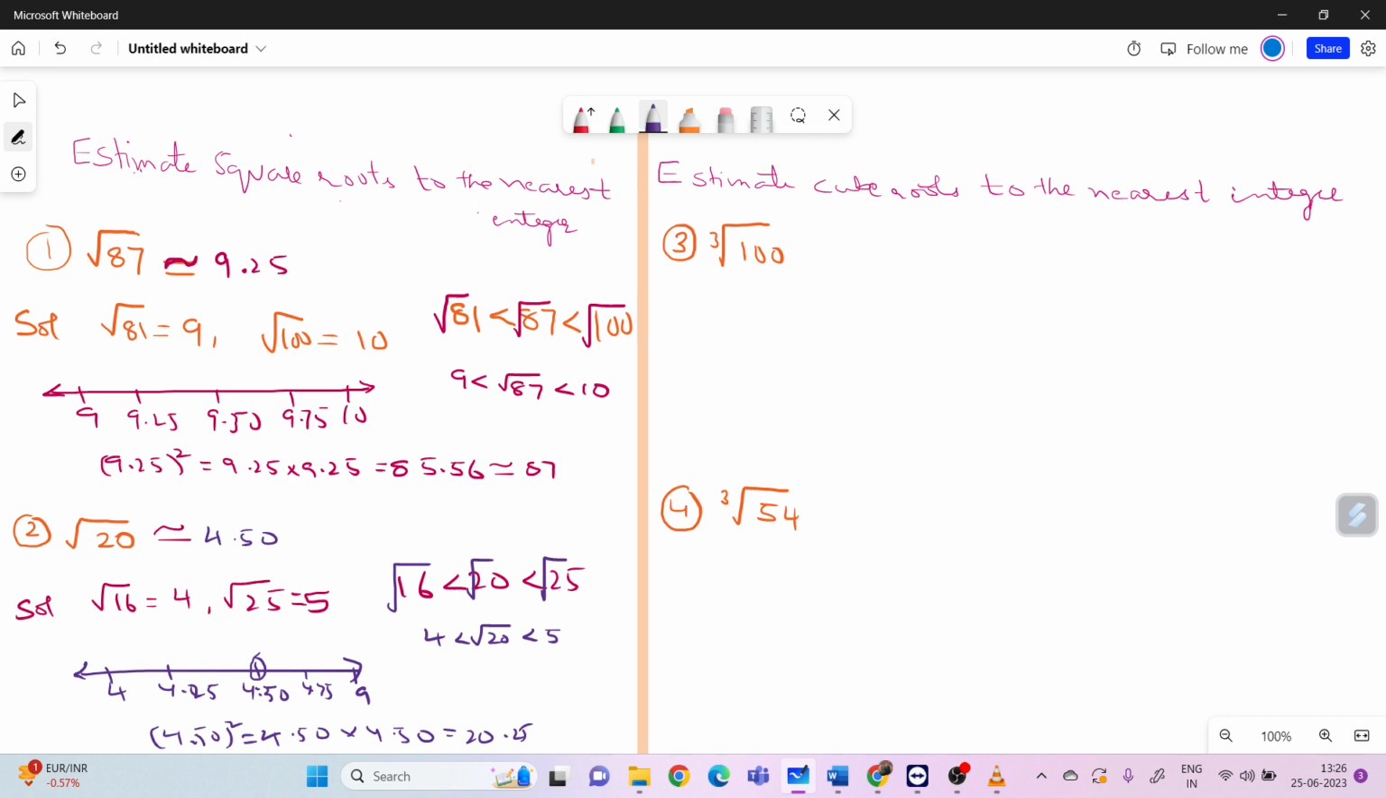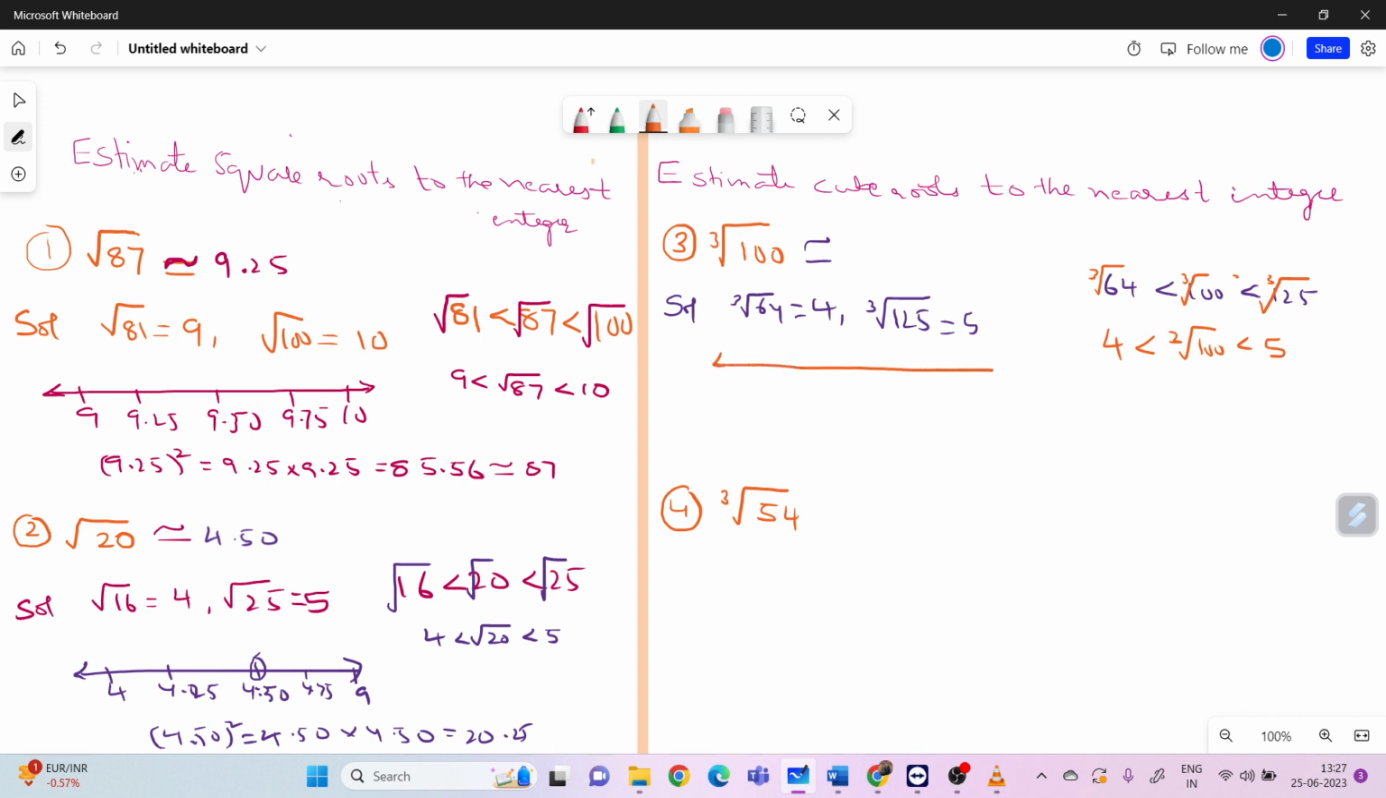Suppose now we are going for cube root, power 3. If you go for cube root, see here, cube root of 64 is 4 and cube root of 125 is 5. So 64 is less than 100, 100 is less than 125. Now we are cubing. Cube root of 64 is 4. Cube root of 100 we don't know. We are going to determine it. Cube root of 125 is 5.